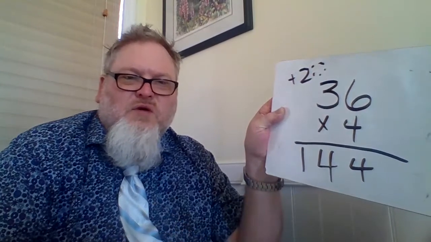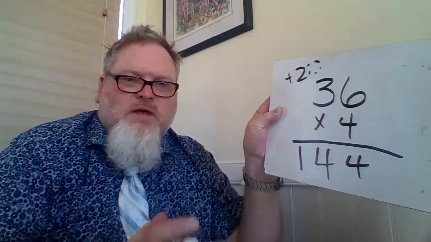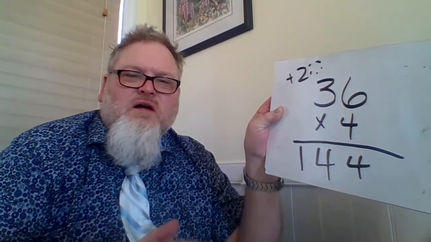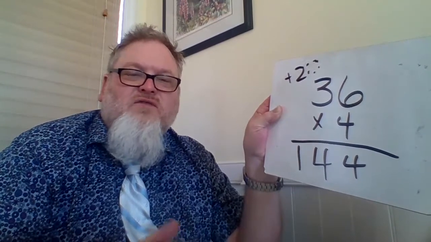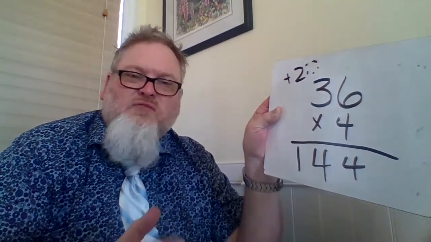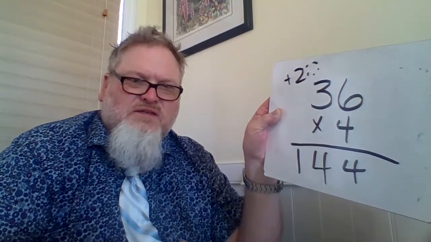So if you were doing a word problem, you would say there are 144 zucchinis in 4 rows that you've planted. Okay, so 144 zucchinis that you have planted.